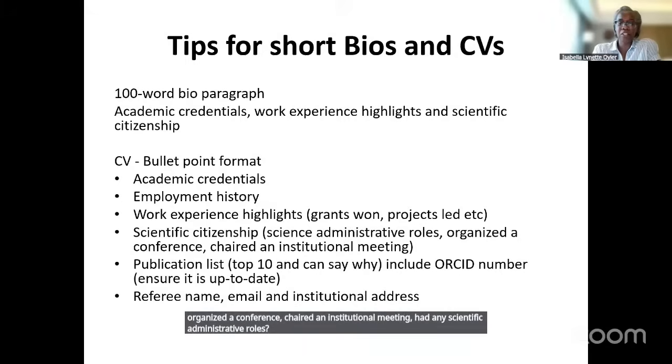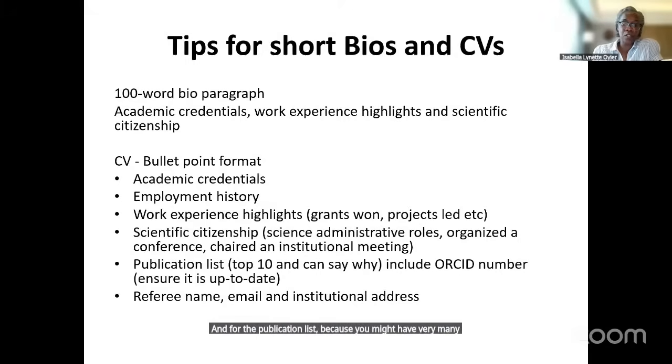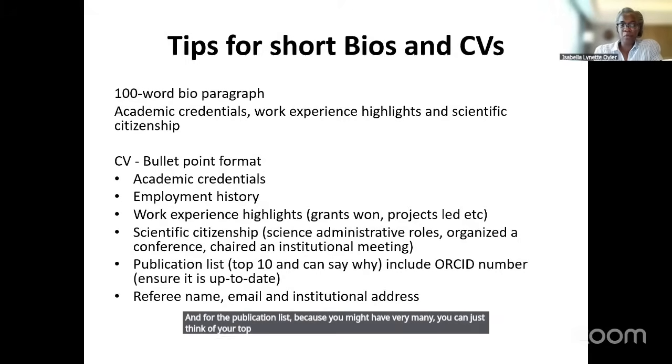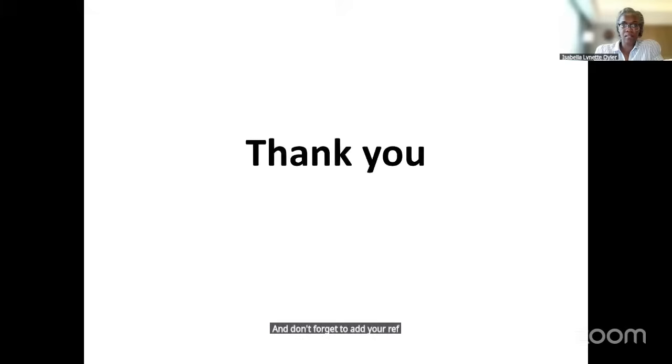And for the publication list, because you might have very many, you can just think of your top 10 and then say why that's important and give a link to your ORCID number. And don't forget to add your referees at the end. I think I come to the end of my section. So thank you very much. I'll stop sharing there.